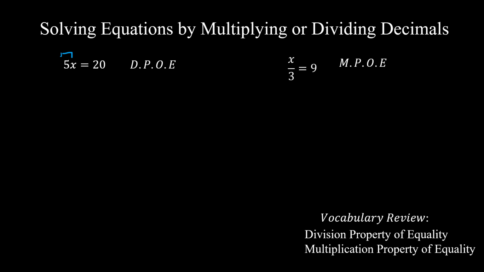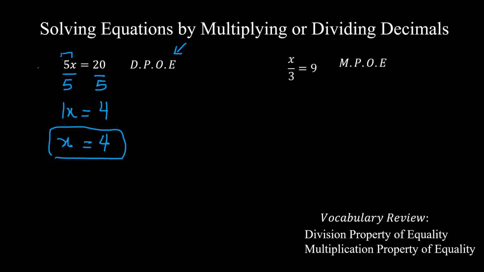So I divide by 5, using the division property of equality. I'm going to divide 5 on both sides. 5 divided by 5 is just 1. So I'm left with 1x is equal to 20 divided by 5, which is 4. 1x is the same thing as x, so x is equal to 4. And if you think about it, 5 times 4 is 20, so we know we're right.